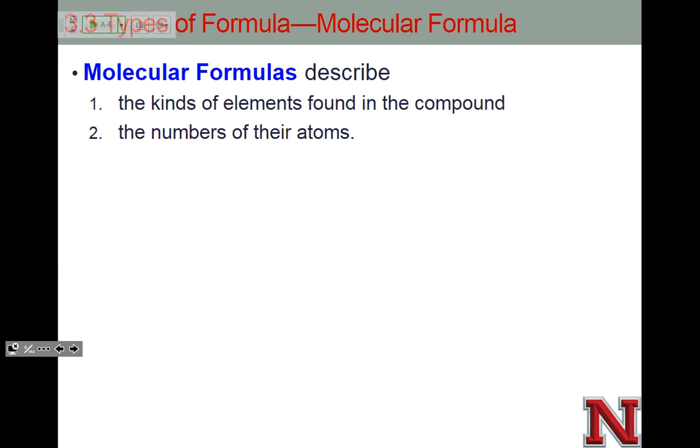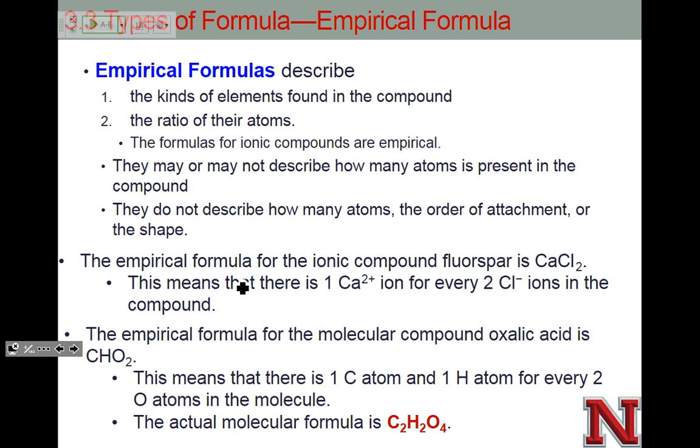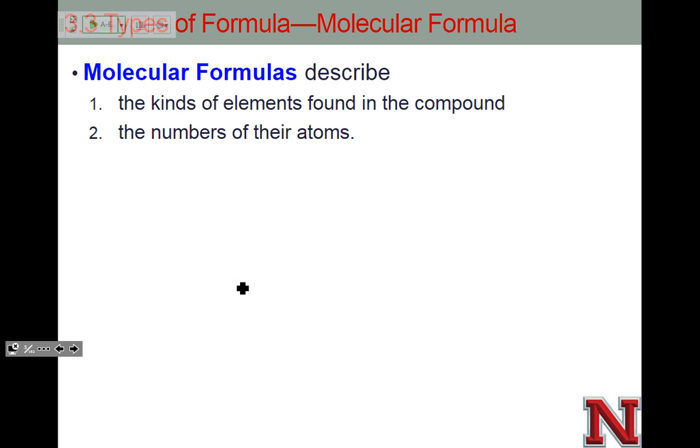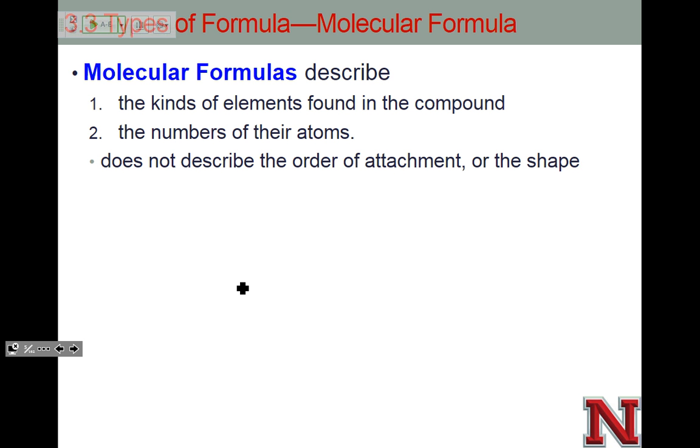And you do not need to memorize the actual molecular formula of oxalic acid. It's not necessary. So our molecular formulas describe the exact amount of atoms in your molecule. So it tells you all of the elements, and it tells you how many each of those elements are. It still doesn't describe our order of attachment or our shape. There's still more we might need to know about them, but it does tell us how many atoms are there.